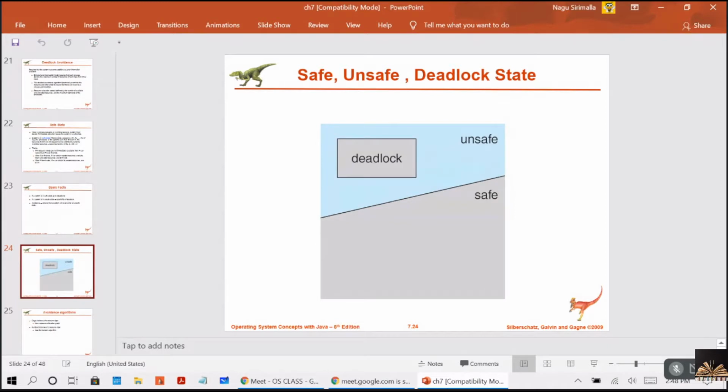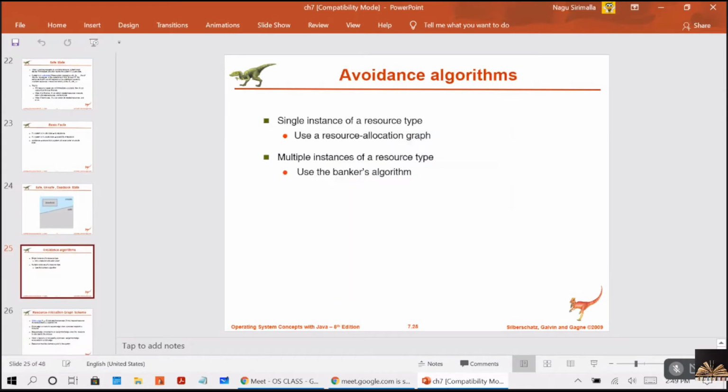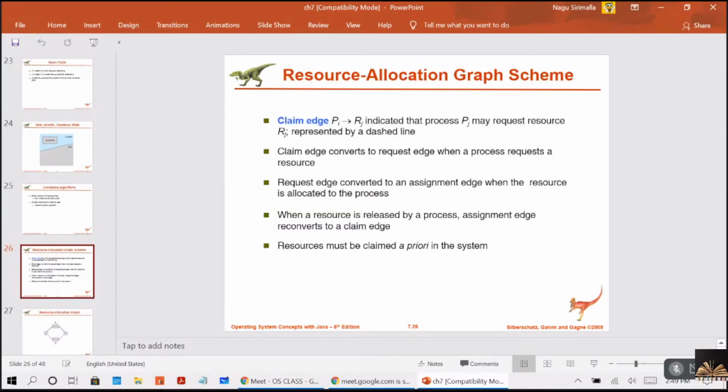Until the system is in the safe state, there is no deadlock. If it enters an unsafe state, definitely there is a possibility of deadlock. Avoidance algorithms here: for a single instance of the resource type, you can simply use the resource allocation graph. If there are single instances and the processes are making a loop, then definitely there will be a deadlock. If there are multiple instances, then you are supposed to use the Banker's algorithm, right?